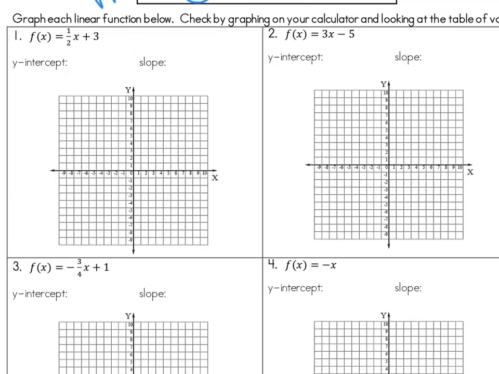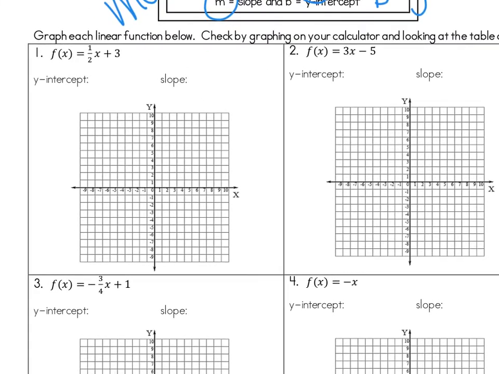All right, so number 1, f of x is equal to 1/2 x plus 3. Remember, f of x is the same thing as y, so this is just y equals mx plus b. All right, so what is my y-intercept? Where do we begin? 3, and my slope is 1/2.